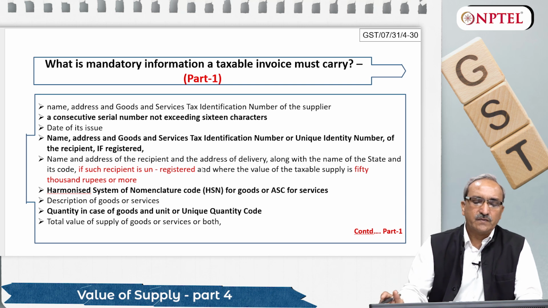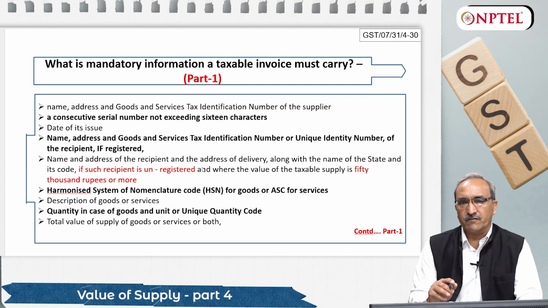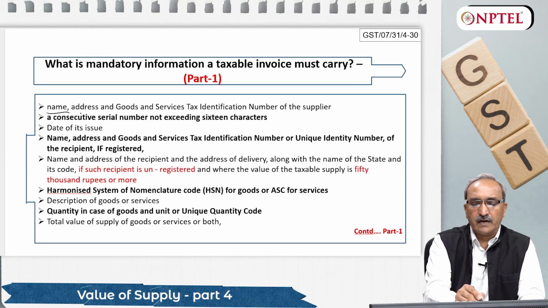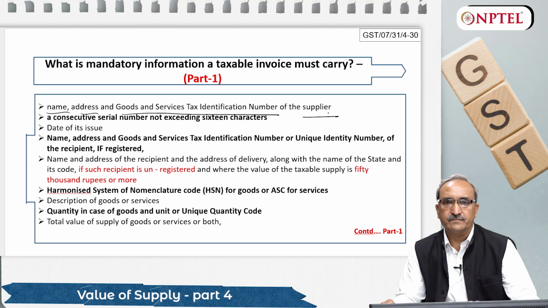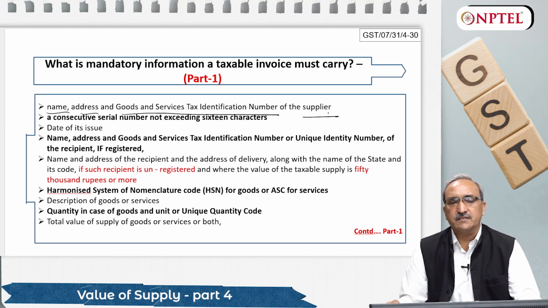So it says in your invoice, whenever you are selling goods or supplying services and you are going to raise an invoice to your customer or to your client or to the recipient, it must carry name, address, goods and service identification number of supplier. It is very, very important. Means the person who is raising this invoice, his complete detail must be there in the invoice itself. It must say who is the supplier, who is raising this bill, this invoice.